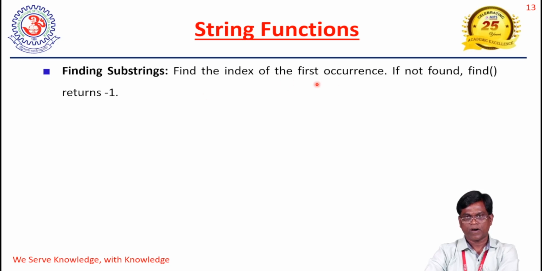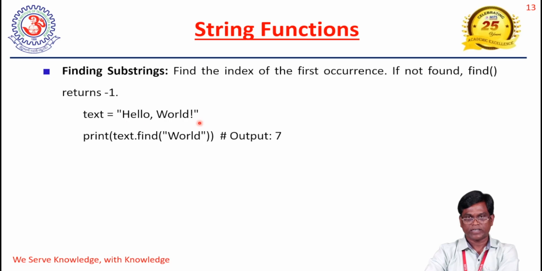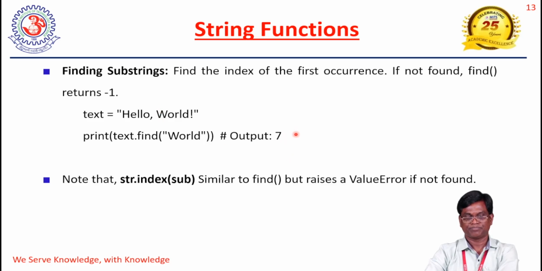If it is not found, then it will return -1. Let us see this example. Text is equal to "hello world". Now here in this particular main string, I want to find the word "world", where it is available in this main string. That means I want to represent it in the form of an index position. So the word "world" is available in this main string at index position 7, so the result will be 7 here.